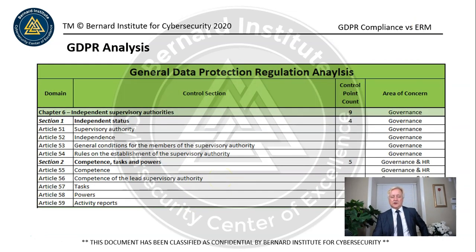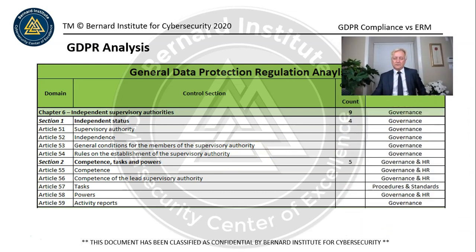Okay, continuing on, Articles 51 to 59. Supervisory authority. So this is about governance. Independence is about governance. General conditions and members of the supervisory authority is about governance. These people are the governance organization that provides governance over the regulation and how it's applied within the organization. So it's a very important part. It needs to be recognized that this is about governance around the organization. It needs to be documented, defined, executed as a governance exercise.